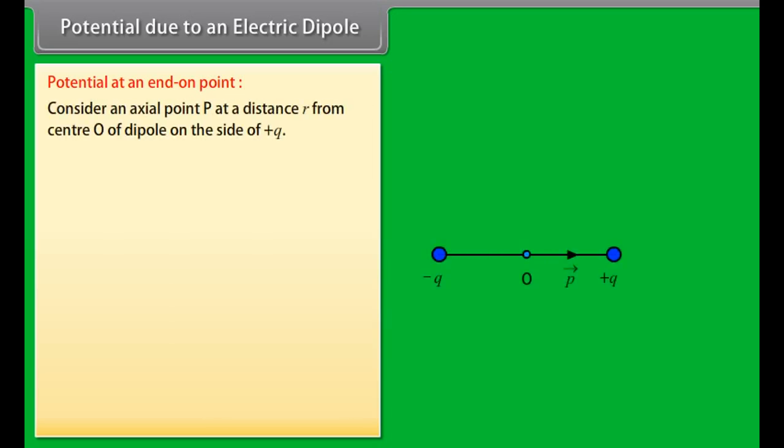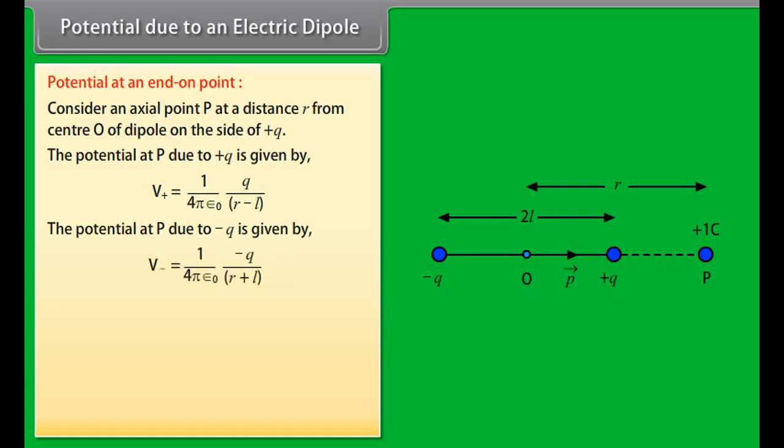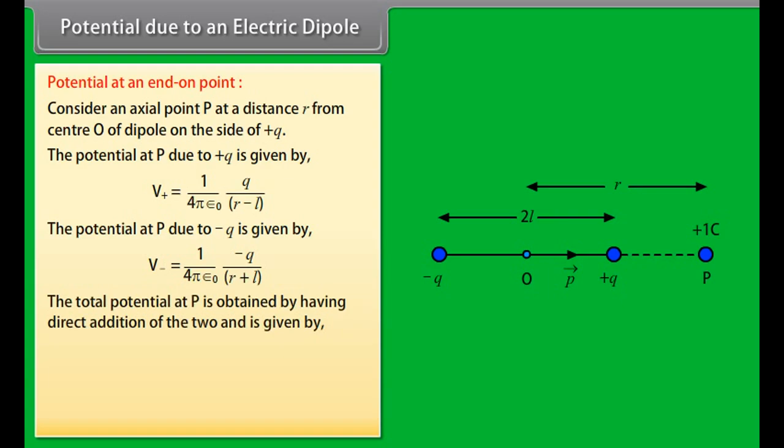Consider an axial point P at a distance r from center O of dipole on the side of plus Q. The potential at P due to plus Q is given by V positive equals 1 upon 4 pi epsilon naught multiplied by Q upon r minus l. The potential at P due to minus Q is given by V negative is equal to 1 upon 4 pi epsilon naught multiplied by minus Q upon r plus l. The total potential at P is obtained by direct addition of the two and is given by V_E is equal to 1 upon 4 pi epsilon naught multiplied by p upon r square.